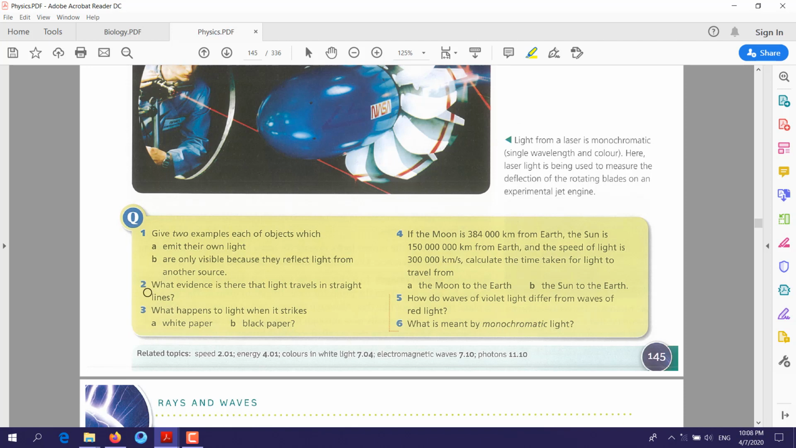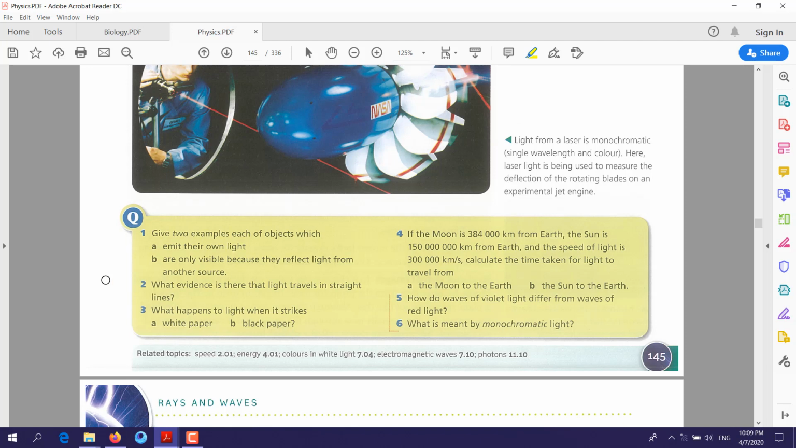Question number 2. What evidence is there that light travels in straight lines? The answer is a point light source causes sharp shadows. Whenever you look at a shadow, it has sharp straight lines. What does that mean? It means light travels in straight lines.